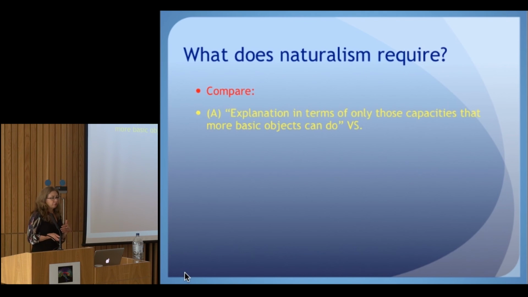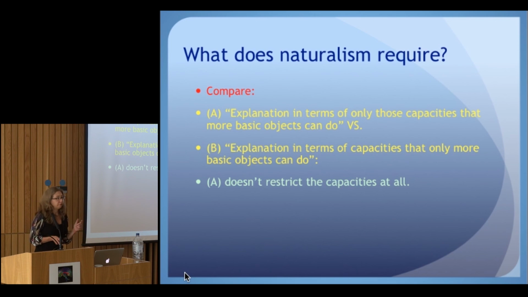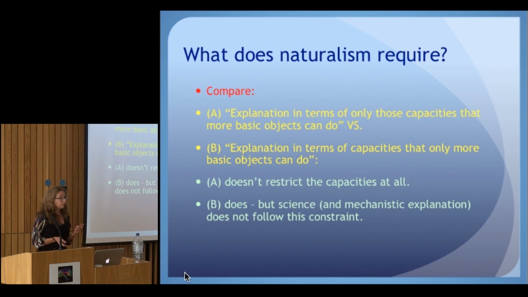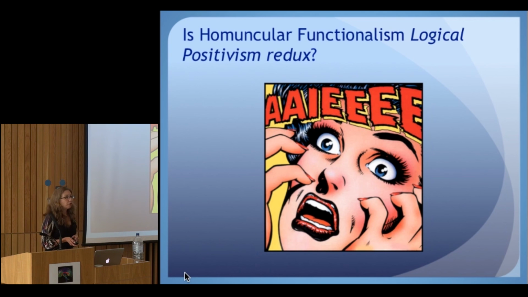So let me compare these two ways of thinking about explanation. You can say you're doing this explanation in terms of only those capacities that more basic objects can do. And then you've got a different way, where you're giving an explanation in terms of capacities that only basic objects can do. Now, the first one doesn't restrict the capacities to any particular level of composition. They occur wherever they are. The second one does make that restriction, but as I've argued, science in general, mechanistic explanation in general, doesn't follow this constraint. So, in other words, I wonder if homuncular functionalism is sort of logical positivism redux. Okay, and let me explain what I mean by that.